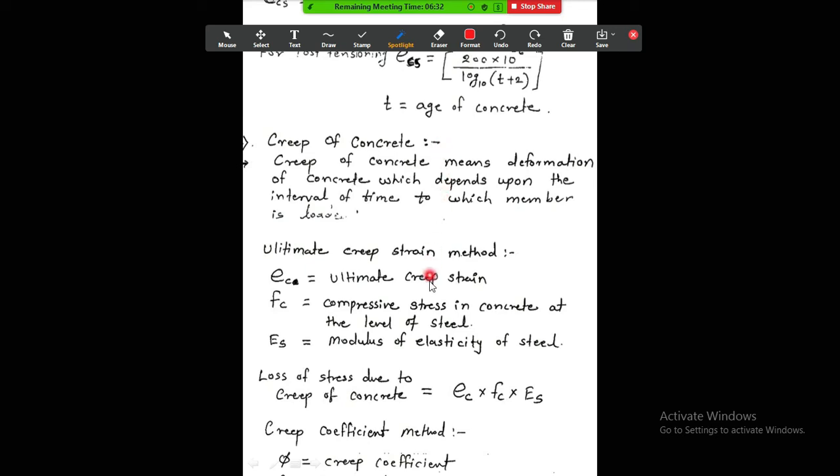So creep of concrete is calculated by two methods. One is the ultimate creep strength method, and the second is the creep coefficient method. From the ultimate creep strength method, it can be calculated as Ec into fc into Es, where Ec is the ultimate creep strength. Then fc is the compressive stress in concrete at the level of steel. The formula to calculate fc is P by A plus P e square by I. Then Es is already known to you, Young's modulus of steel. This is the first method.